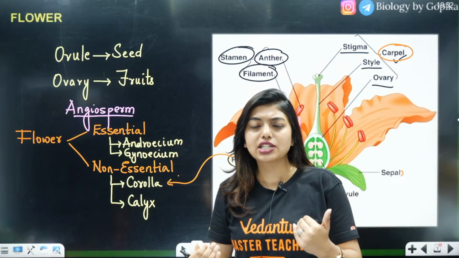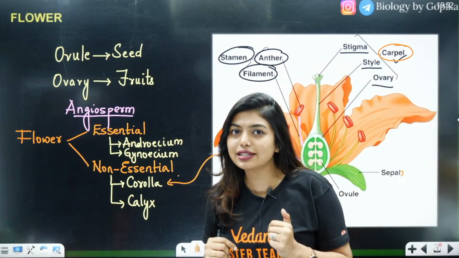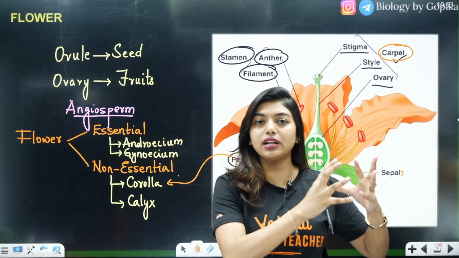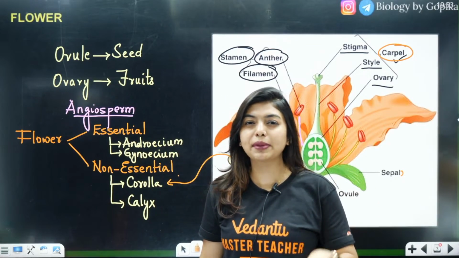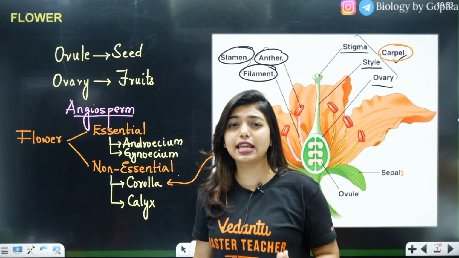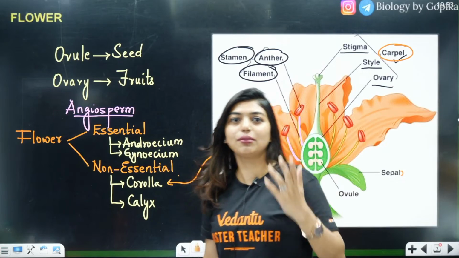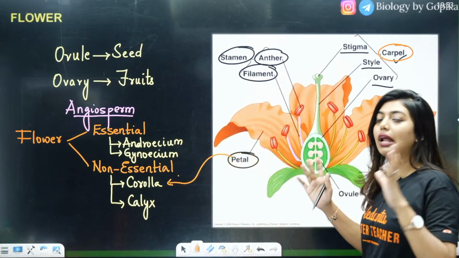But what about the non-essential part? They are helping in attracting the insects, because if the pollen grains are not being transferred from one flower to another flower, cross-pollination will not happen. If self-pollination continuously keeps happening, then inbreeding depression will happen. Can you imagine? So everything is so aligned, okay?